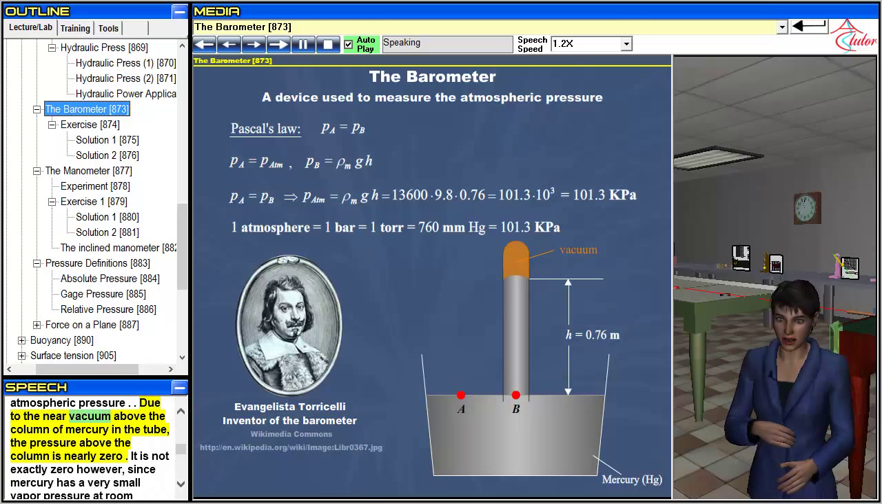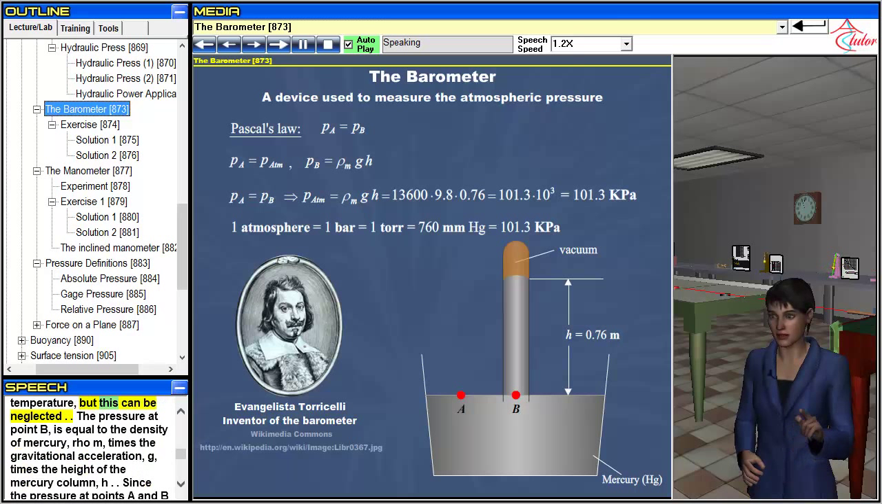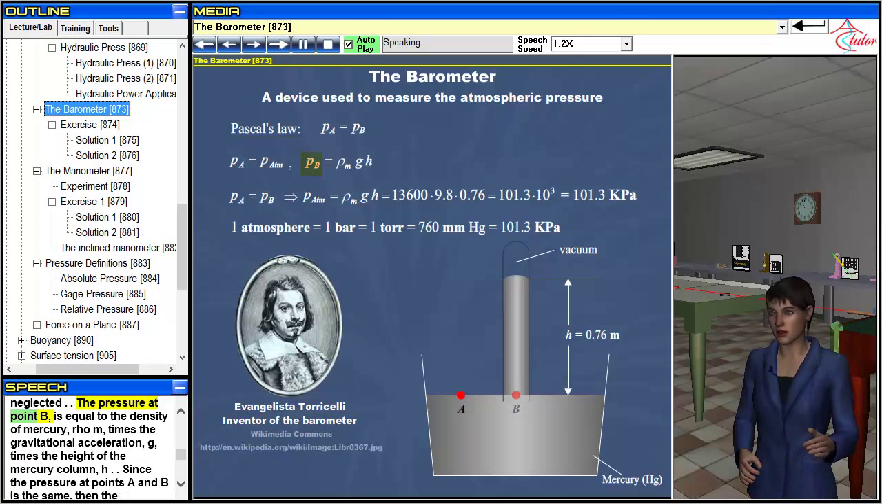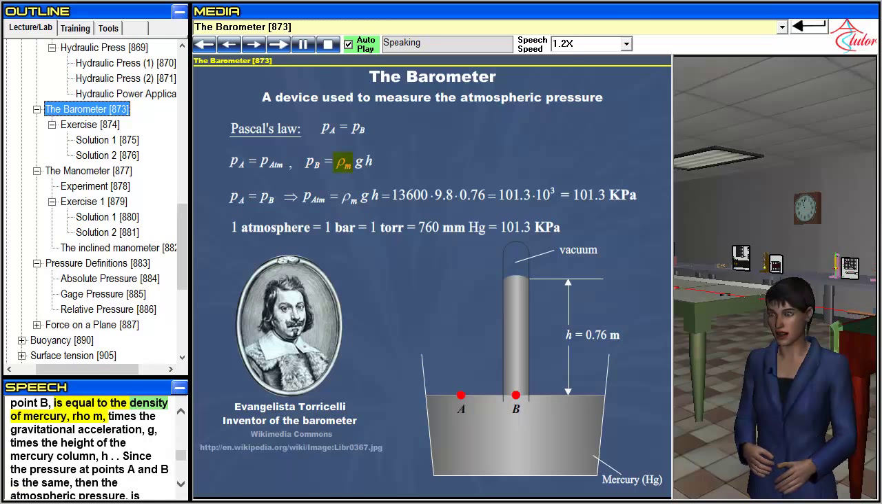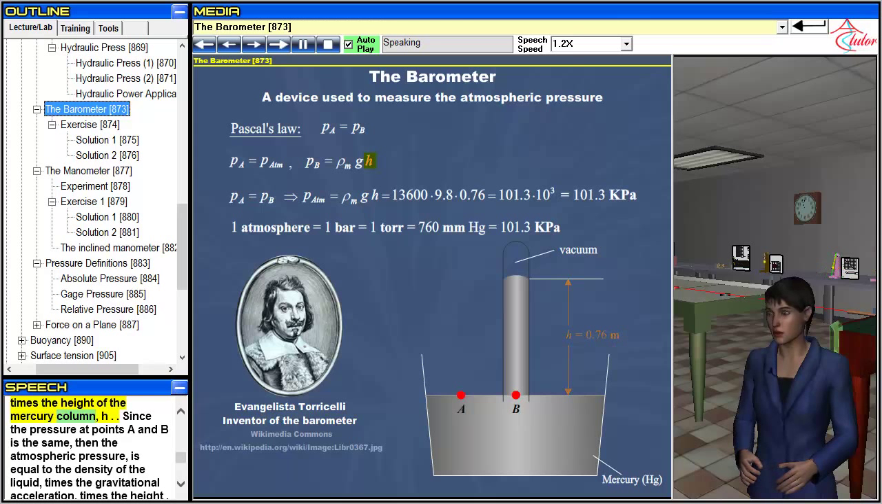Due to the near vacuum above the column of mercury in the tube, the pressure above the column is nearly 0. It is not exactly 0, however, since mercury has a very small vapor pressure at room temperature. But this can be neglected. The pressure at point B is equal to the density of mercury, ρm, times the gravitational acceleration, g, times the height of the mercury column, h.